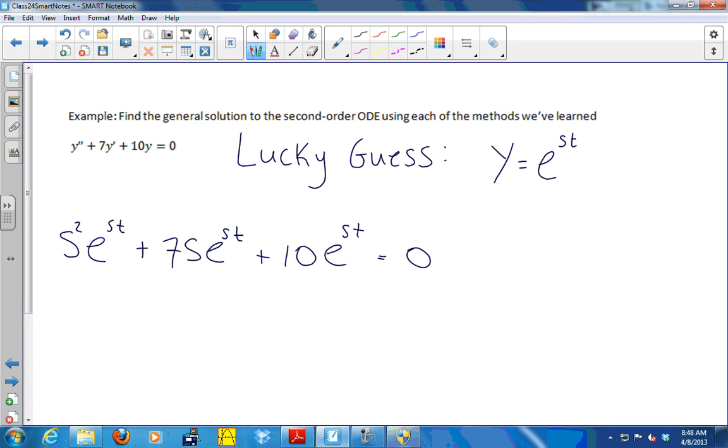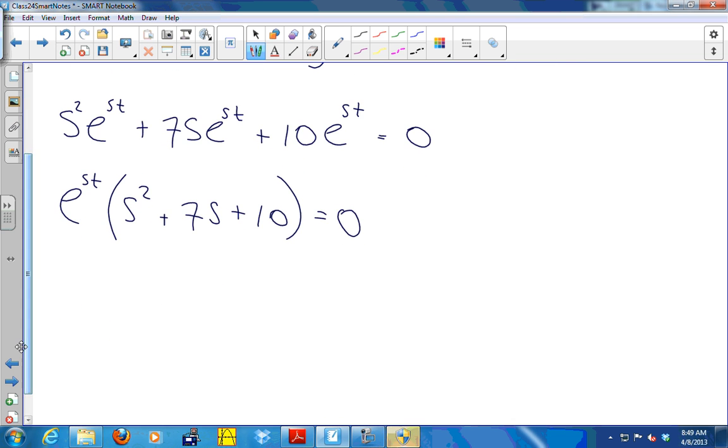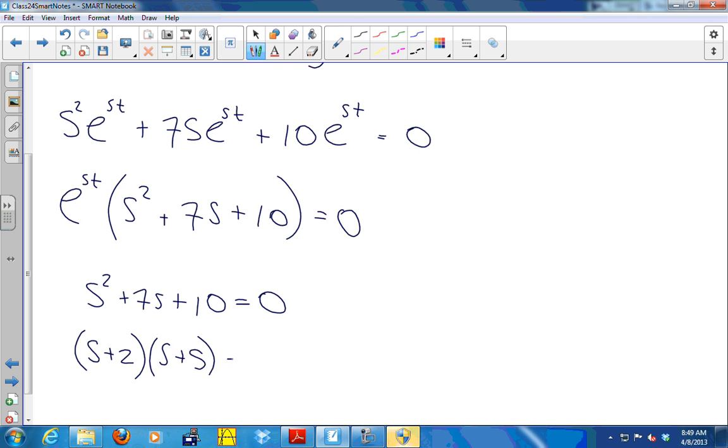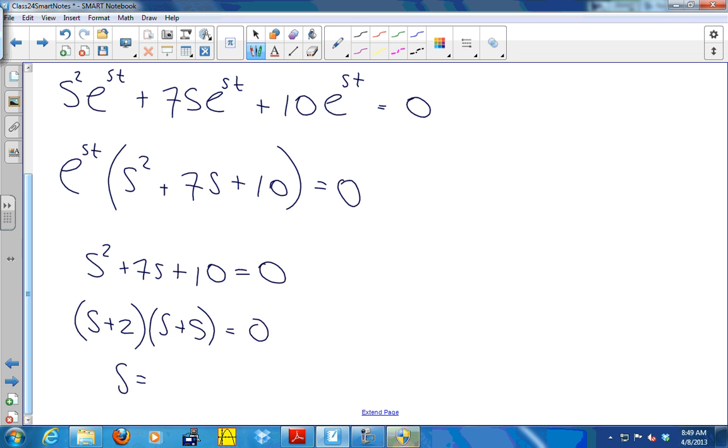All right, so then I can factor out e to the st, and I get s squared plus 7s plus 10. e to the st can never be 0. An exponential can never be 0. So it has to be that s squared plus 7s plus 10 is 0. And that factors to s plus 2, s plus 5. And we get s has to be -2 or -5. So now I have two solutions. I know I was looking for solutions that looked like e to the st, and now I have two different s's that will work.